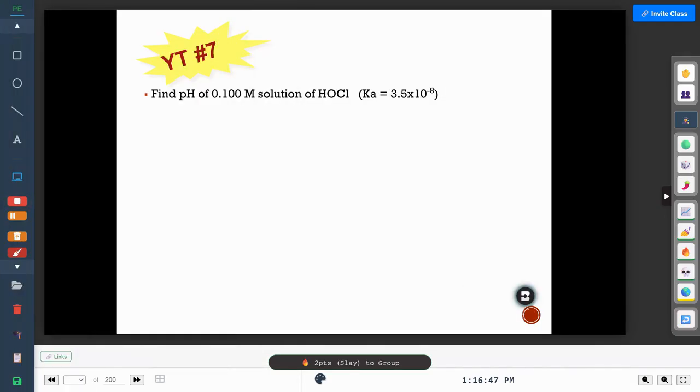All right, so find the pH of a 0.1 molar solution of HOCl. So this is one that is a weak acid now, right, instead of a strong acid. So it's giving us the Ka. We have to figure out the hydronium ion concentration, the H plus first. Once we find the H plus, then we can figure out the pH. Are you with me? Okay. Give you a minute to work on that.